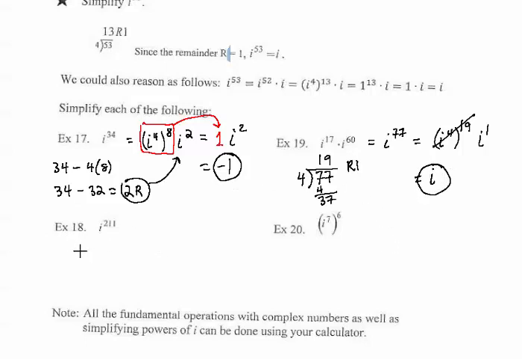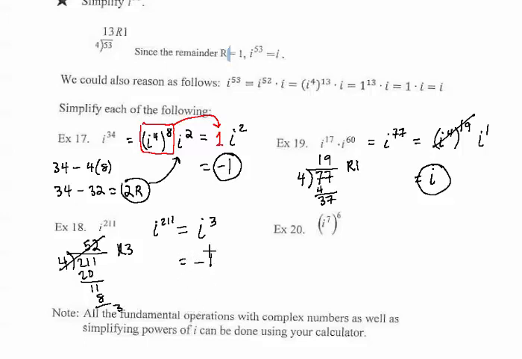Okay, i to the 211 will go here. Divide 211 by 4. We get a 5, and then we get a 2, which gives us a remainder of 3. So R is 3. We're just going to throw that away, and we're going to write i to the 211 equals i to the 3rd power. I to the 3rd power is just a negative 1.